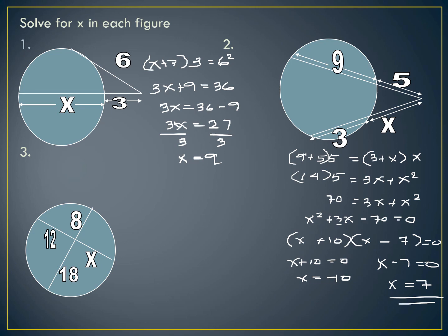Dito naman sa number 3 example, yung product daw nung part nung isang chord, yung dalawang part ng isang chord is equal to the product nung dalawang part nung kabilang chord. So, that will be 12 times x is equal to 8 times 18. So, multiply natin, we have 12x kasi 12 times x. Then, that is equal to 8 times 18.